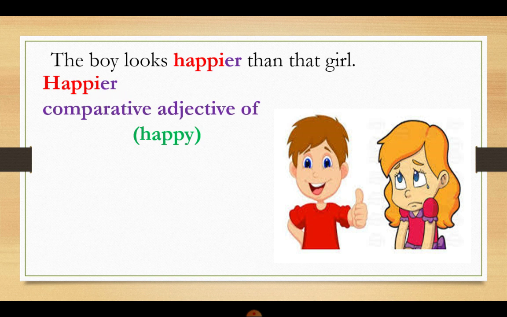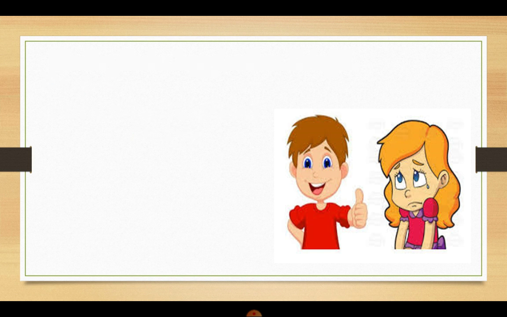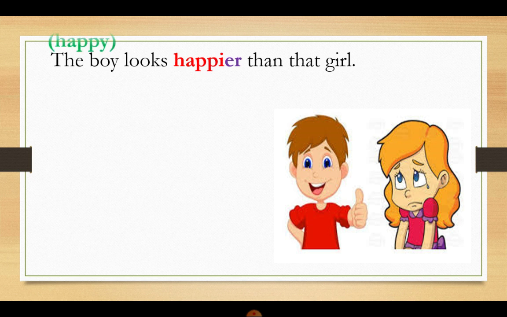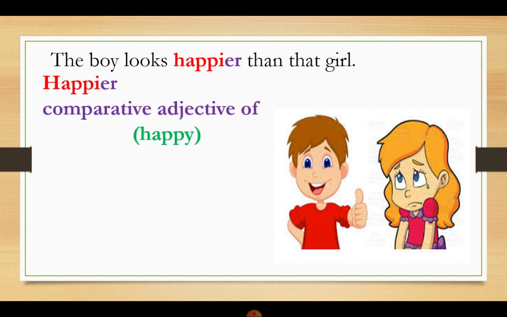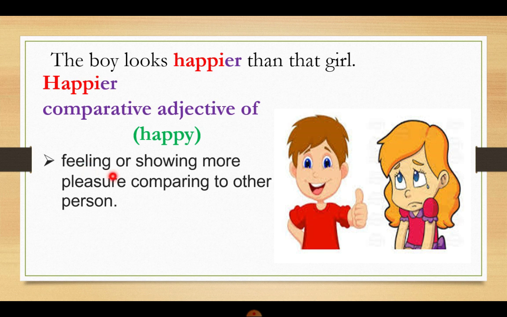So if I have er, it's a comparative, and here I compare between only two, the boy and the girl. So one to one. If I make a comparison between one to one, it becomes a comparative. So I add er, then I have to add than. Er, than. What does it mean? Feeling or showing more pleasure comparing it to only one person. So he is happier.